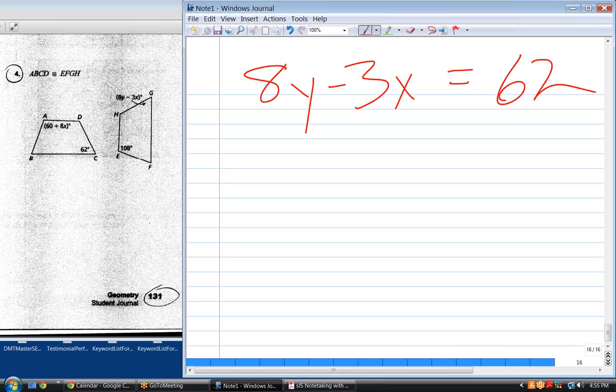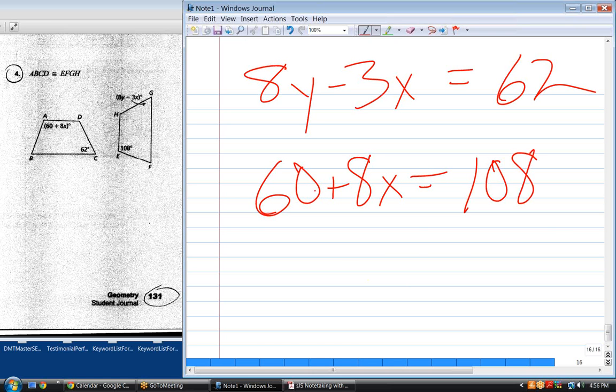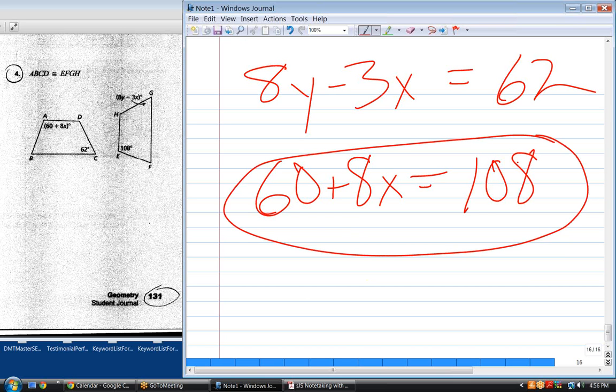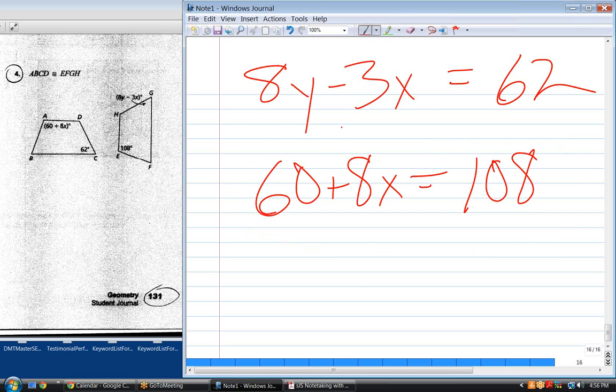What about angle A? What does angle A equal to? E. So tell me what I can write. 60 plus 8x equals 108. Okay. All by itself, can I solve that for x? Just tell me yes or no.